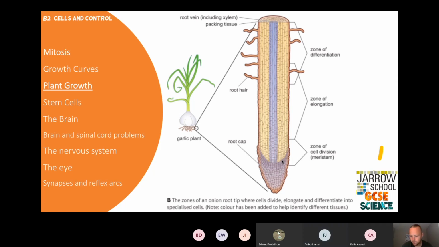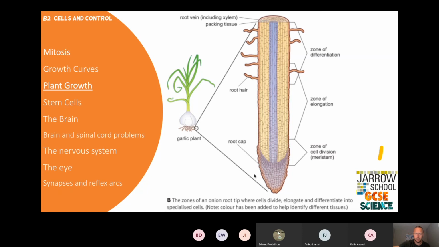Say again, sorry, Farbod. What's the zone called again? It's called the zone of division. Okay. So here, each cell is splitting into 2 new cells. While I've got you on there, Farbod, how do you think those cells are dividing into 2 new cells? Mitosis. Brilliant. So that's a sort of question that could come up on your exam. How are the cells dividing there? It's mitosis. So each cell's turning into 2 new cells.